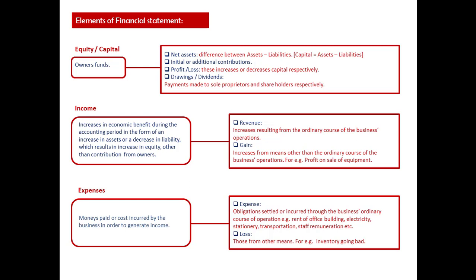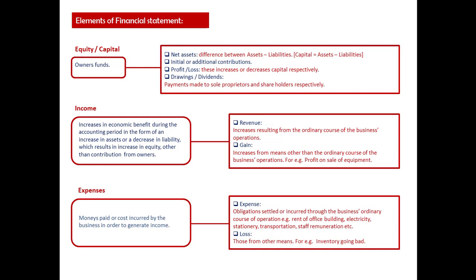So a revenue is an income that is derived from the ordinary course of the business's operation, or what the business has been formed to operate. So when you have a school receiving fees from its students or receiving fees from parents of its students, it's a revenue.